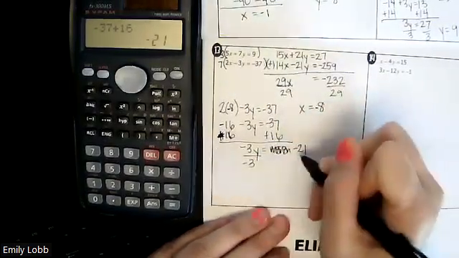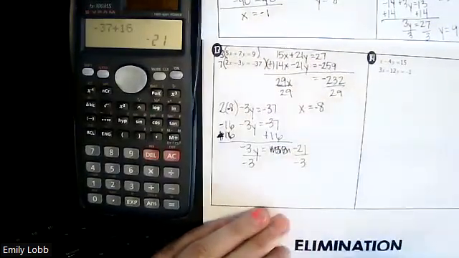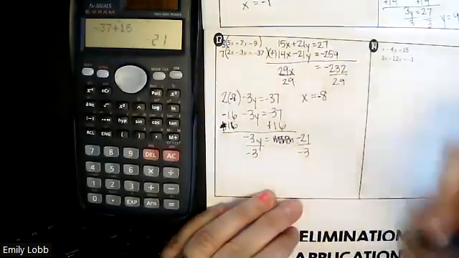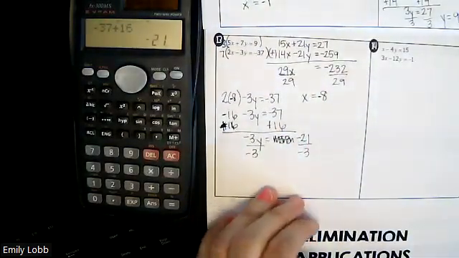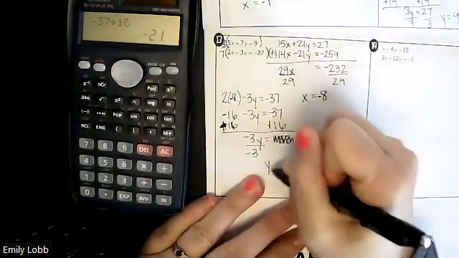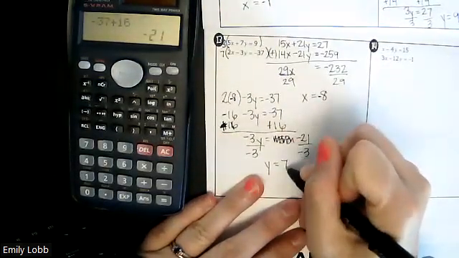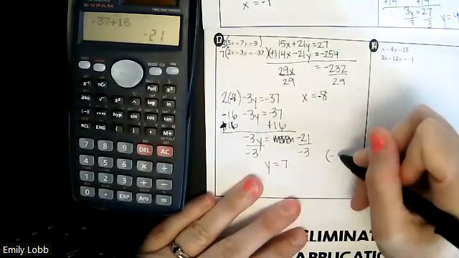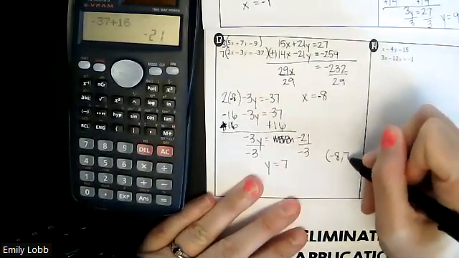So now we fix our error. And notice we knew we had an error, and you will know you have an error if something doesn't go in evenly. Y is equal to 7. So this is the point negative 8, 7.